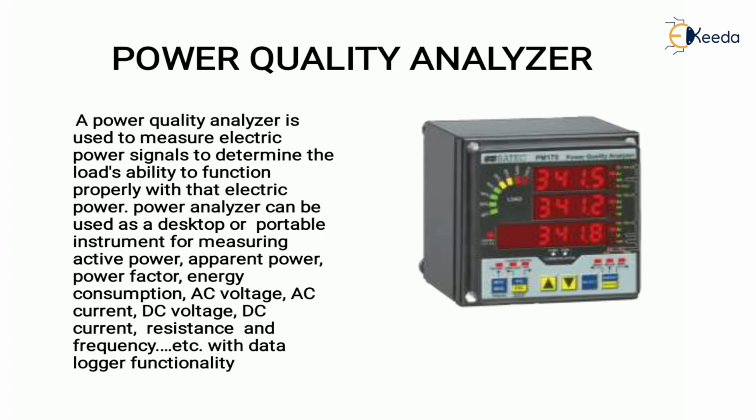Next instrument is the power quality analyzer. A power quality analyzer is used to measure various electrical quantities such as active power, apparent power, power factor, energy consumption, AC voltage, AC current, DC voltage, DC current, resistance, frequency, and it has data logger functionality. And this device is a portable one.